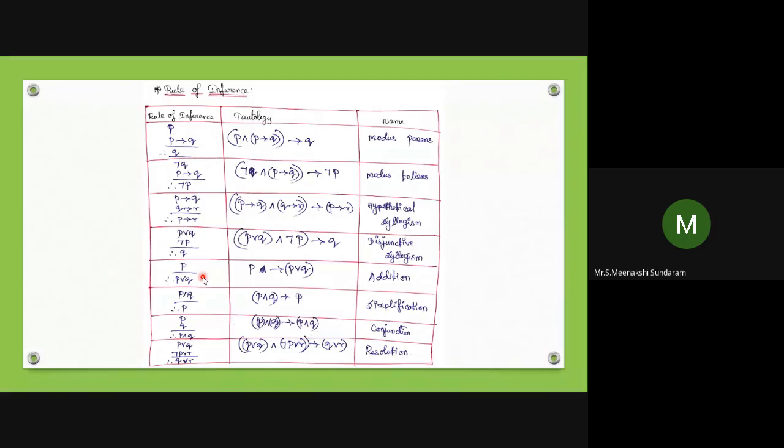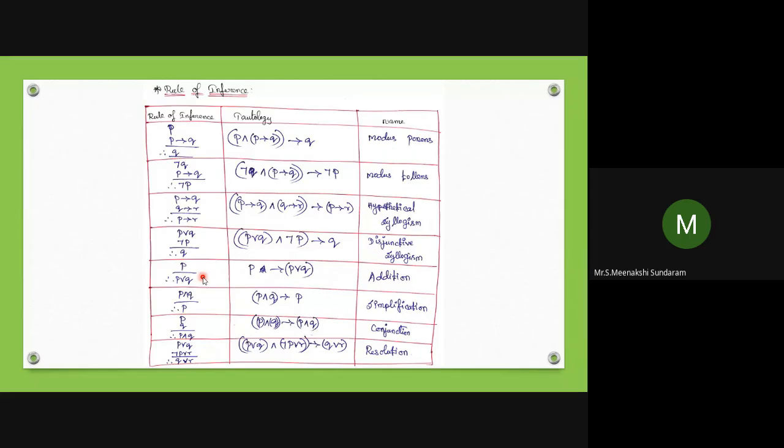P conjunction Q means if either one of the values is false, the output is false. So the first statement alone is true, and all the other statements are false. So true, false, false, false. Next, P, you can take it as simplification. So you can go for P: true, true, false, false. So the conditional, you can take the answer as a tautology.